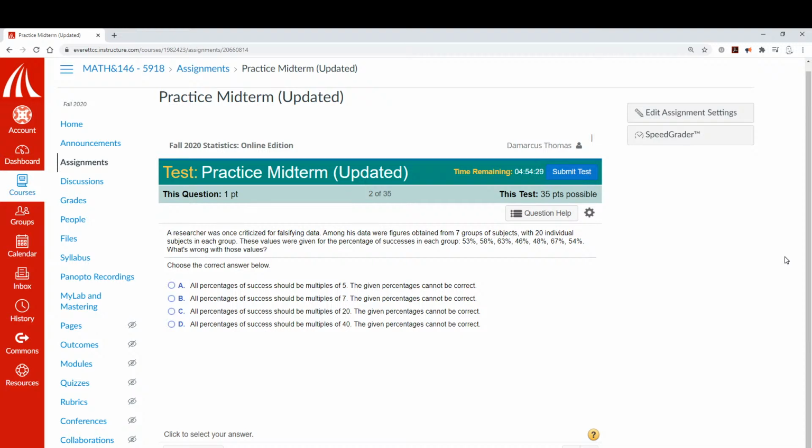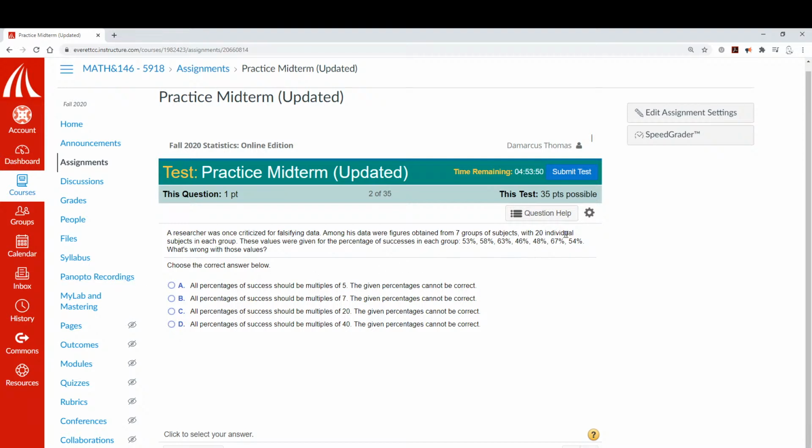Let's look at another question here. It says a researcher was once criticized for falsifying data. Among his data were figures obtained from 7 groups of subjects with 20 individual subjects in each group. These values were given for the percentage of successes in each group. What's wrong with these values? Well, that's a good point.